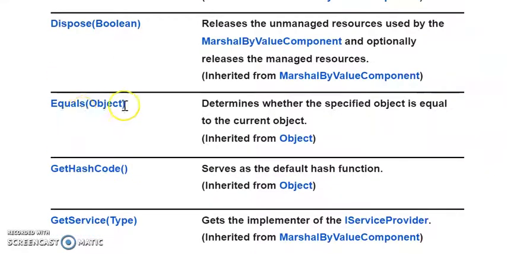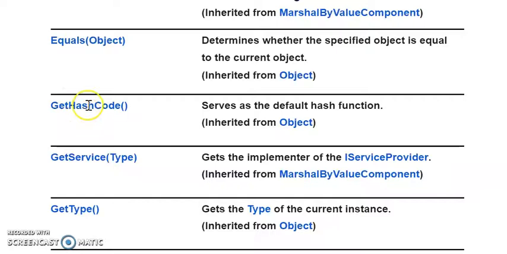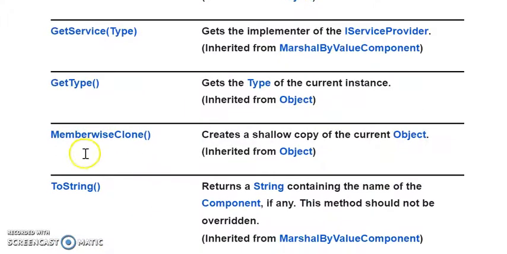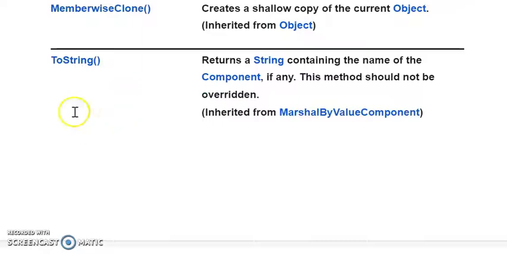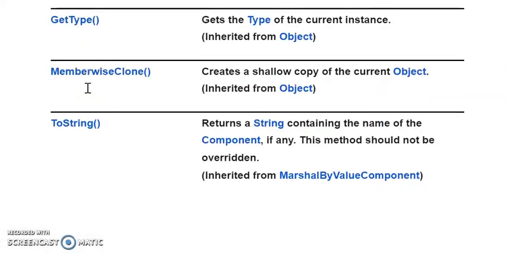Then Equals, it will again check whether the objects are equal or not. Same like the previous one, it will get the hash code. Hash function will be used over here. GetService, GetType. You can go through it in detail. So I'm just going through all these properties and methods. Then MemberwiseClone means it will clone the object, copy the object from your previous old object into the new object. So ToString, the same one, that you can convert into a string.